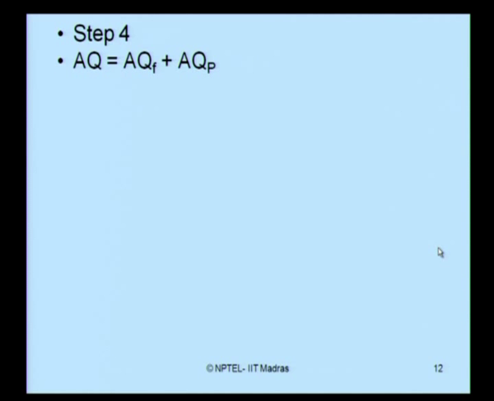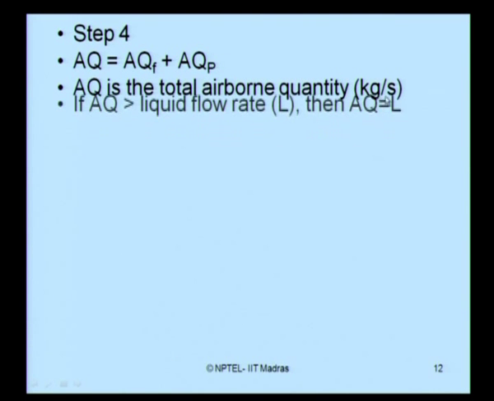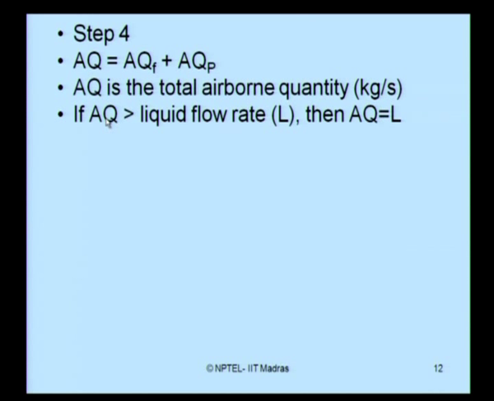Subsequently, in step number 4, I try to find AQF and AQP as a sum. This is airborne quantity due to flash fraction, this is airborne quantity due to pool formation. The total airborne quantity of liquid release will be given by a summation of these two values, which is given in kg per second. If the airborne quantity is more than the liquid flow rate I calculated earlier, then I simply say airborne quantity will be exactly equal to the liquid flow rate which I estimated.